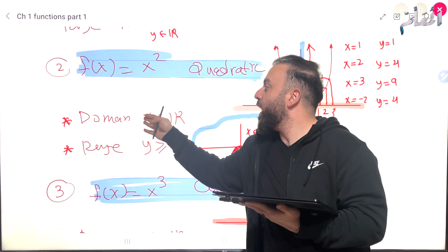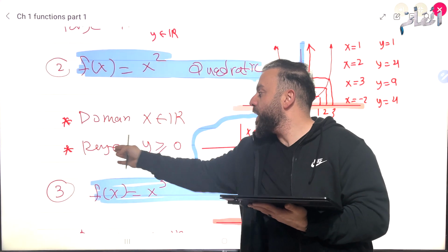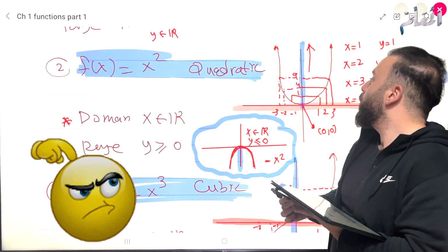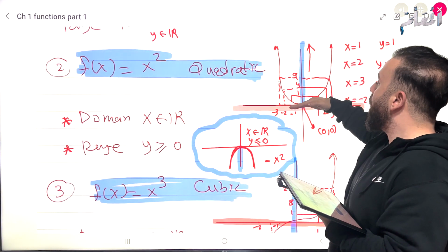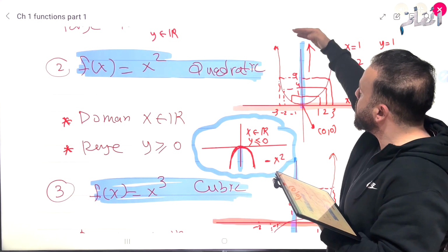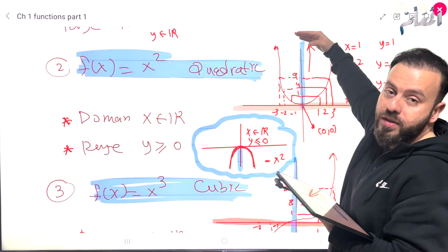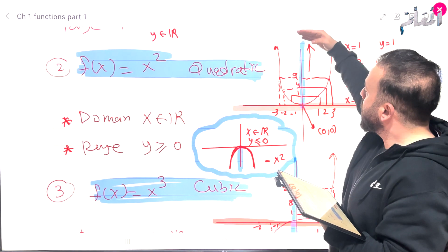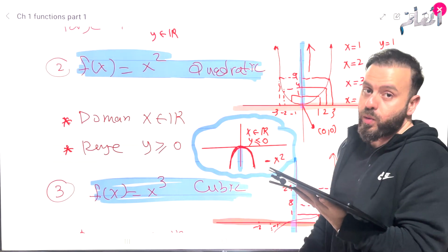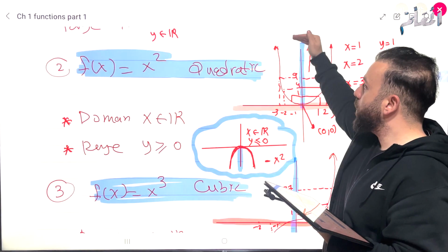So the domain x belongs to all real numbers, and the range y is greater than or equal to 0. Why, mister? Because all the values of y are on or above the x-axis. It's 0 and above the x-axis. So you can see here we are covering all this area. Can you see that? So that's the range. That's why we say y greater than or equal to 0.